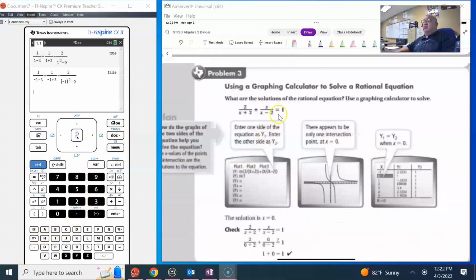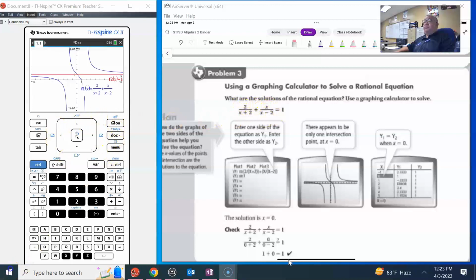Okay, we're going to use a graphing calculator to solve a rational equation. So we have 2 over x plus 2 plus x over x minus 2. What I'm going to do is go ahead and do this in the calculator, so I'm going to pause it. So what I did is I typed in the function f of x equals 2 over x plus 2 plus x over x minus 2.